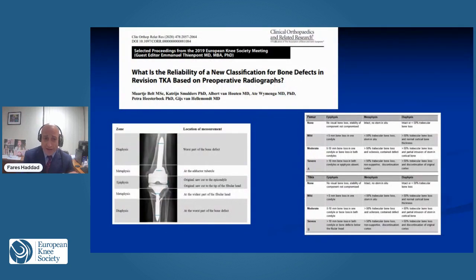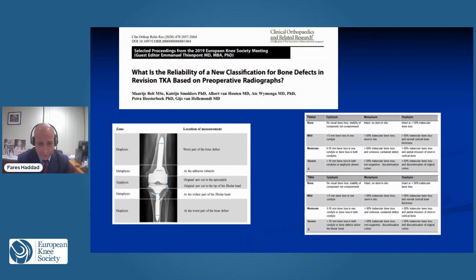This is nothing to do with the fact that Professor Van Hellemond's on this call. I would like to plug this paper and this classification. I think as a group of revision knee surgeons worldwide, we need a common language that we can agree to communicate with. And in terms of bone loss in the knee, this probably is the one we should land on. I'm happy to hear from the others later and see if there are other recommendations and thoughts.